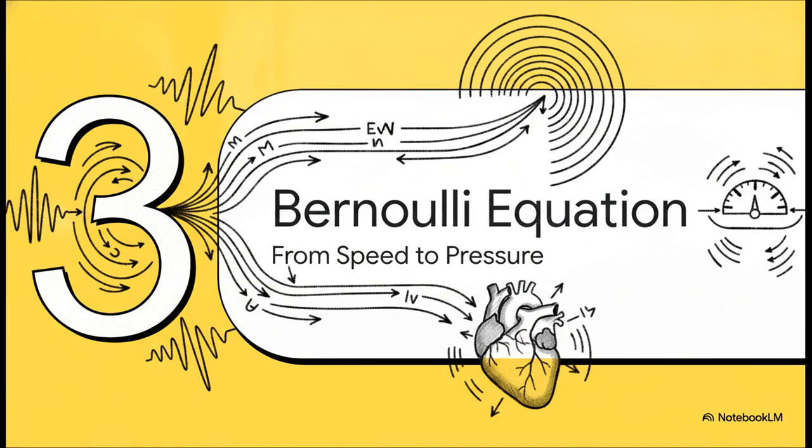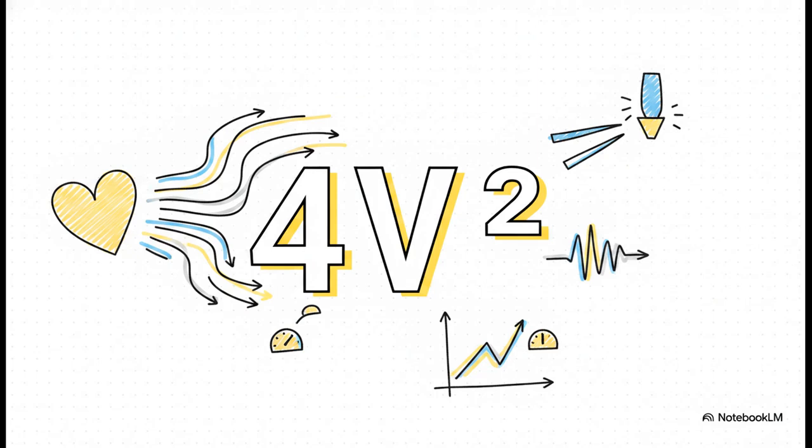Which brings us right into section 3, the cornerstone Bernoulli equation. From speed to pressure. Enter the Modified Bernoulli Equation. It's beautifully simple. Delta P equals 4V squared. Delta P is your pressure gradient in millimeters of mercury, and V is your velocity in meters per second. This little formula is the magical key we use every single day in echo. It is exactly how we translate speed into actionable clinical data to evaluate valve disease, estimate pulmonary pressures, and figure out what's going on hemodynamically.